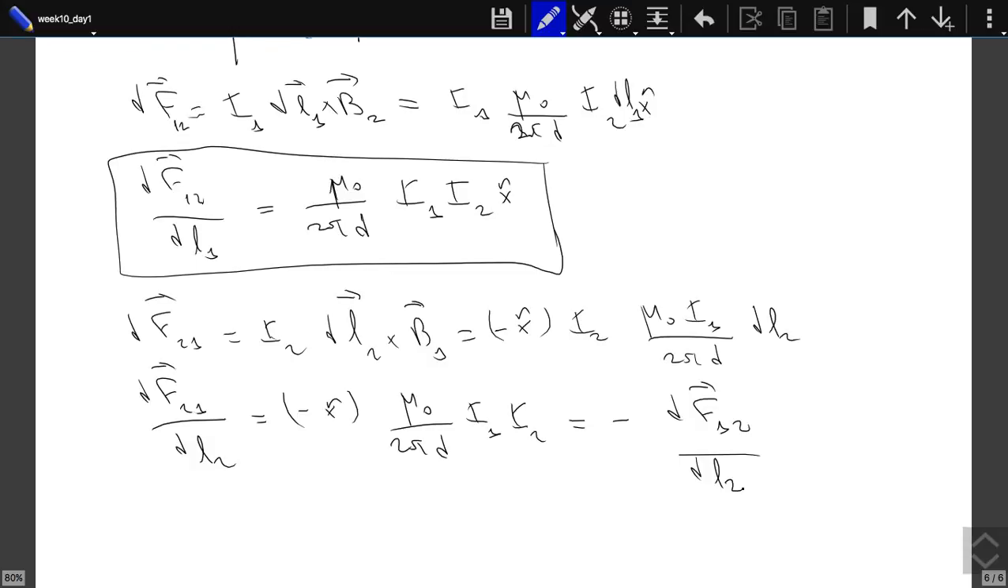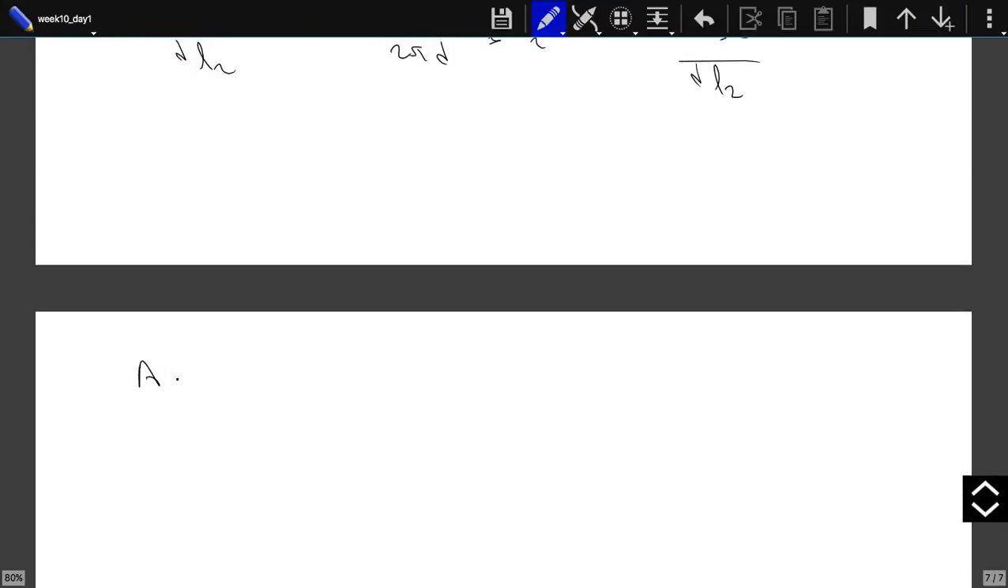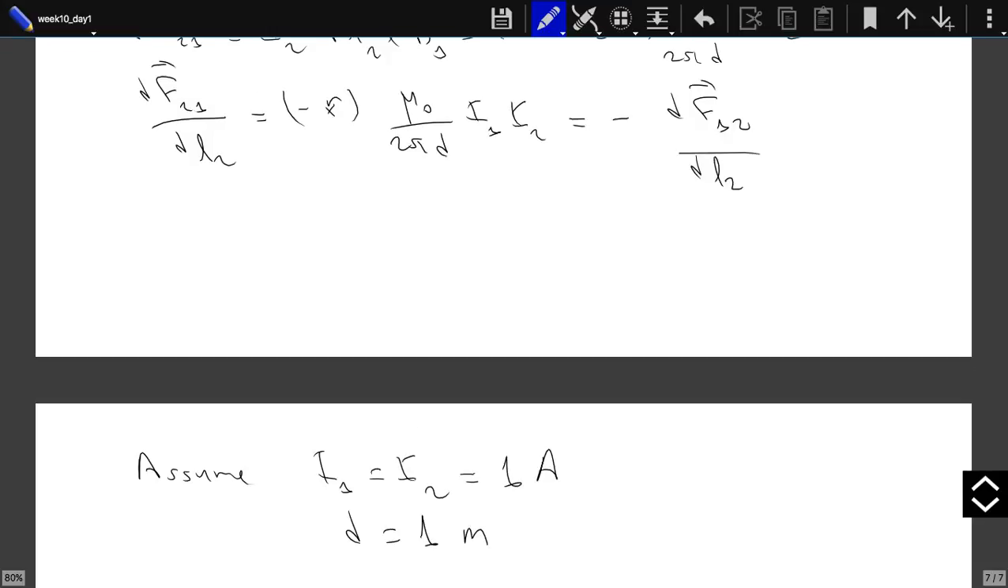Before coming to that problem, let's look at this problem again. So let's assume I1 is equal to I2 is equal to 1 ampere. Their separation is 1 meter. What is the force per unit length? The magnitude.